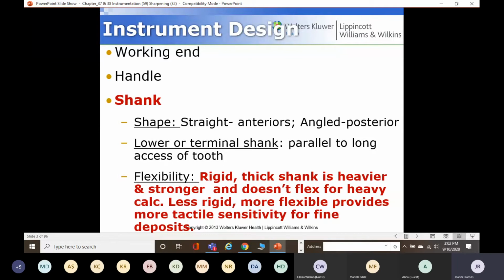So your Barnhardt, which has that really long shank, is really strong and thick, and that's for really heavy calculus. And your Gracies are not as thick and strong, so you get more of a tactile sense that vibrates through the fingers, as long as you don't have a death grip.